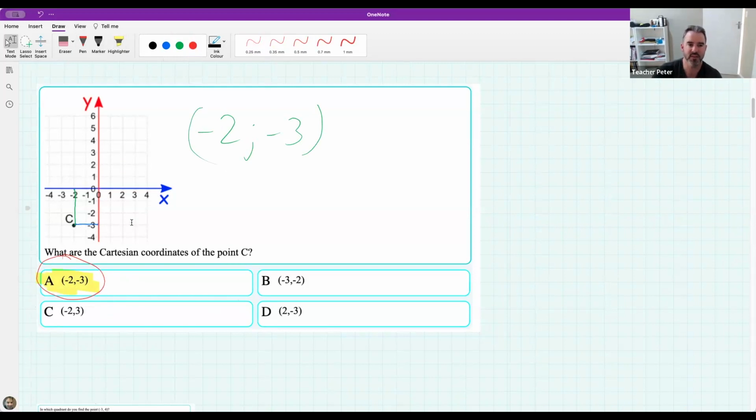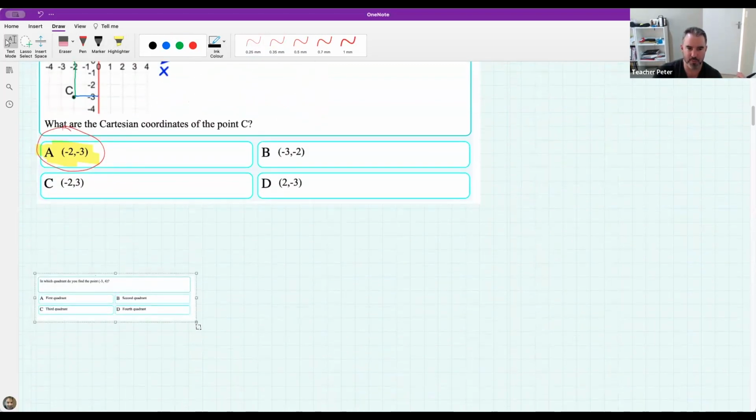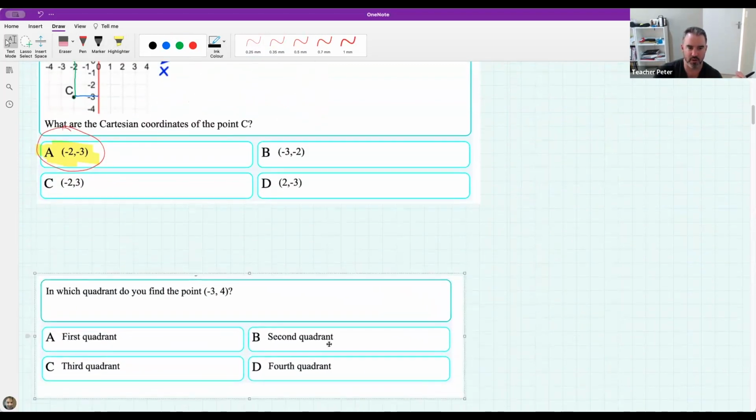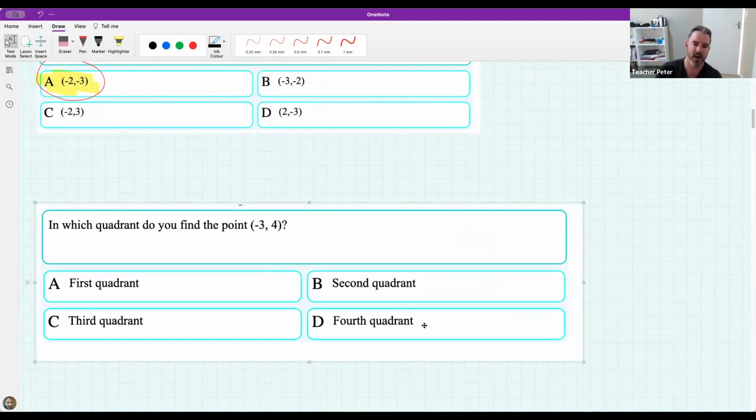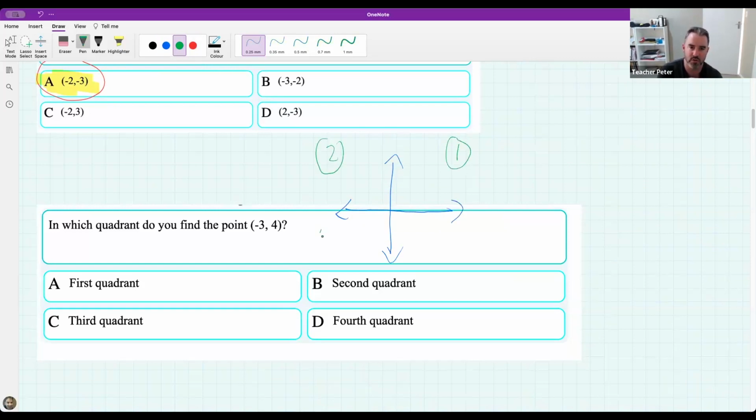Now, each of these quadrants get names. So let's see if you know the names. You probably do know them from trig, but let's have a quick look. In which quadrant do you find the point (-3, 4)? Now, this assumes that you know what each quadrant is, but I'll give you a hint from trig days. This is quadrant 1, 2, 3, 4. Which quadrant is the point (-3, 4) in?